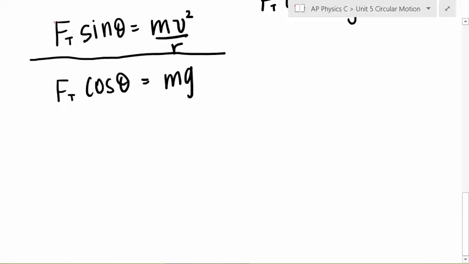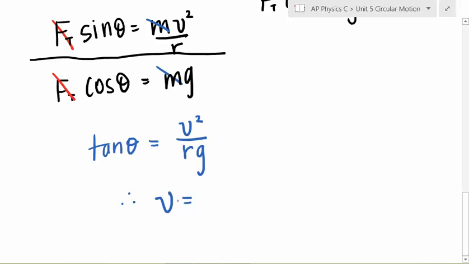So tension and tension would cancel out. What's sine theta divided by cosine theta? Tan theta. Oh my goodness, the mass doesn't matter. And so then you're left with v squared over r g. Therefore, the speed of the thing that's moving around in this circular motion would be the square root of r g tan theta.